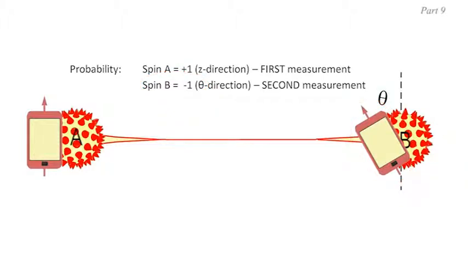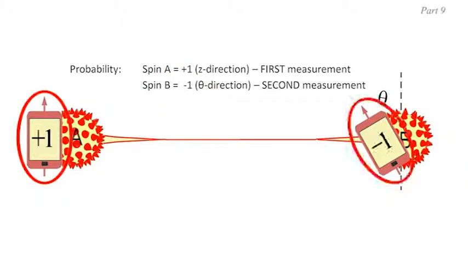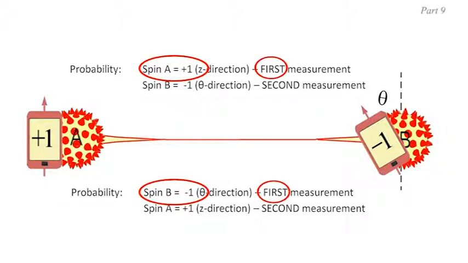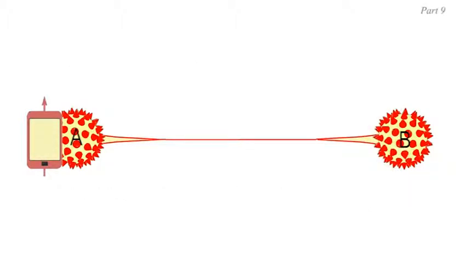What is the probability of a 1 and a -1 on these instruments, and would the answer be any different if A or B were measured first? Now that should be easy to calculate. First of all, consider the situation where A is measured first. The probability for A to be measured as +1 in the z direction is 0.5.